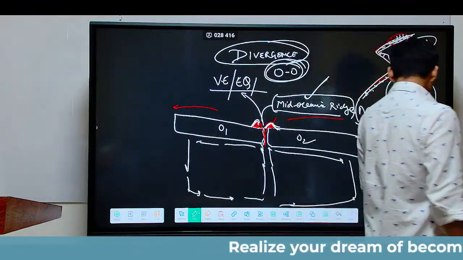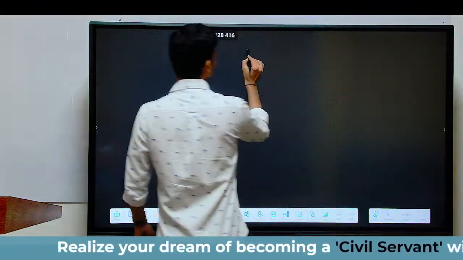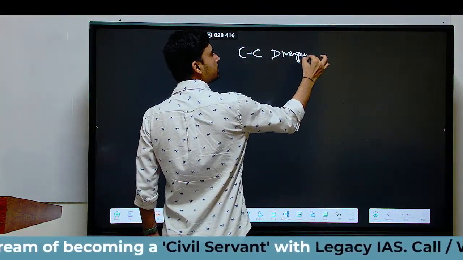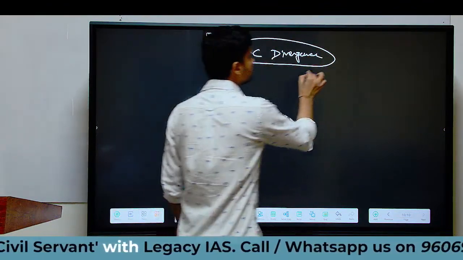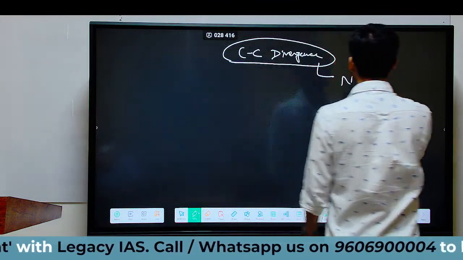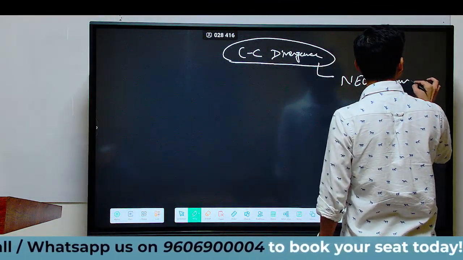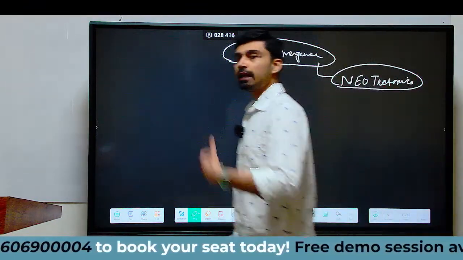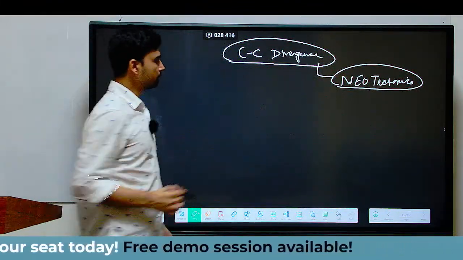The second type of divergence we have to talk about is CC divergence. Now CC divergence is very important because this is the most recent divergence that is happening, and that is why this divergence is also referred to as neotectonics. Neo refers to new and tectonic is plate tectonics. So the CC divergence that we see today around the African region is what we call neotectonic movement.